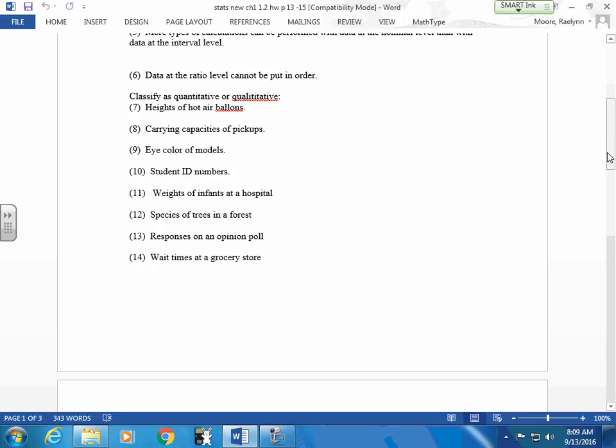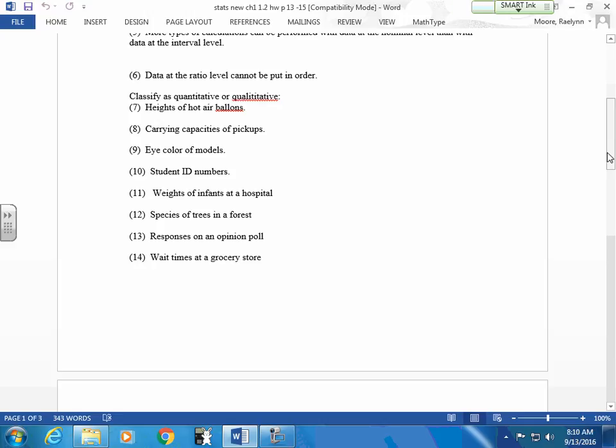Did they say the number of responses or the responses? This is a tricky one. On an opinion poll, what can you usually say? Agree, yes or no, I agree, I disagree, I somewhat agree, highly unlikely. What kind of categories are those? Those are not ratios, those are nominals. Well, they could be nominals, they could be ordinals, but what kind would we consider them? Qualitative or quantitative? Qualitative.